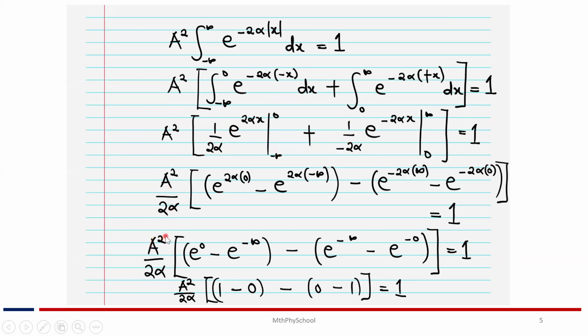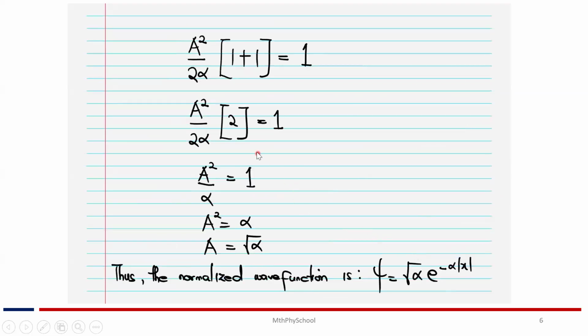So we have A squared over 2 alpha, and then we have e to the power of 0 minus e to the power of -infinity, and then, having applied the limit, of course, you have e to the power of -infinity minus e to the power of 0. When we do this, what we have in the bracket should be equal to 2. 2 cancels 2, and then we have an expression for A, which is equal to the square root of alpha.